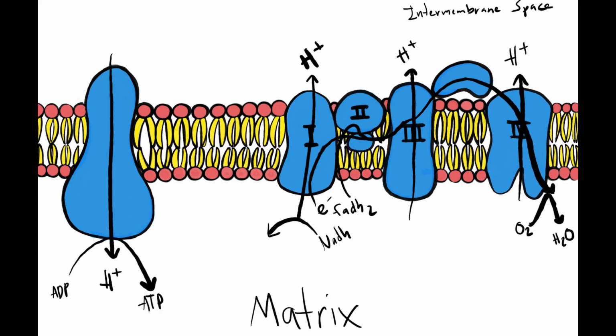Hydrogen diffuses through an integral membrane protein called ATP synthase. ATP synthase is the long complex on the left side and is described as a generator, powered by the flow of hydrogen ions. Originally, the hydrogen ion was located in the intermembrane space and it flows into the matrix from high concentration to low concentration.